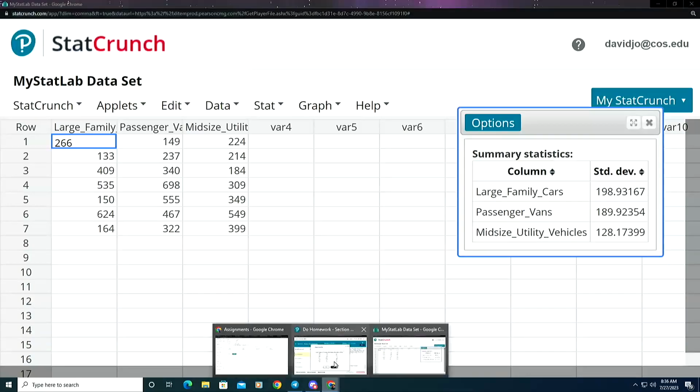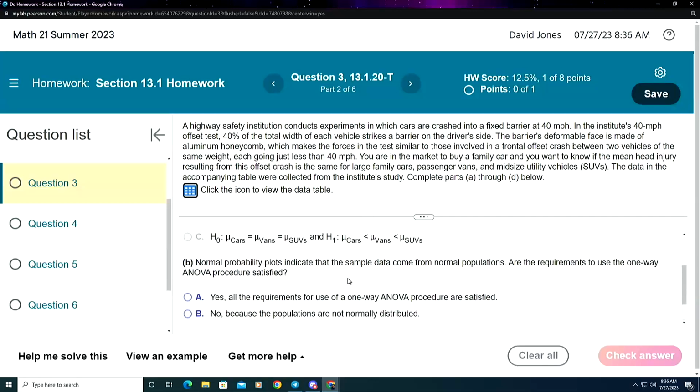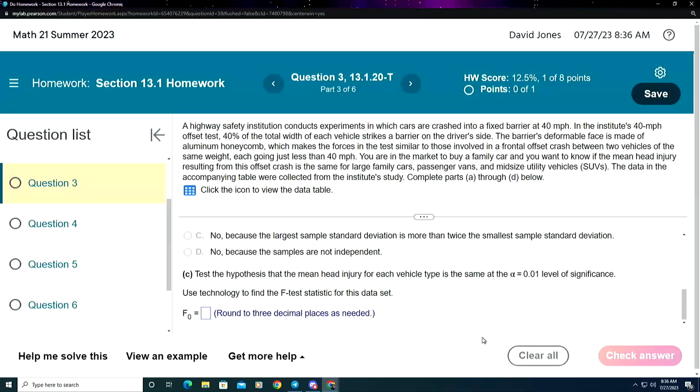Let's go back to the question. It says normal probability plots indicate the sample data comes from normal populations. That's what we want. And they should be independent because they're different kinds of cars. So now they want us to find this test statistic, and they give us alpha here. They finally give us alpha. They give us alpha at 0.01.